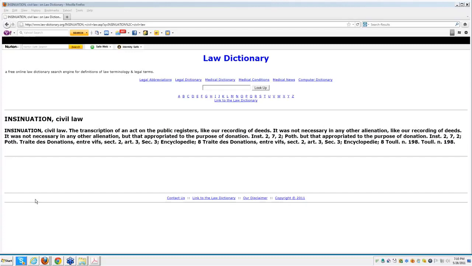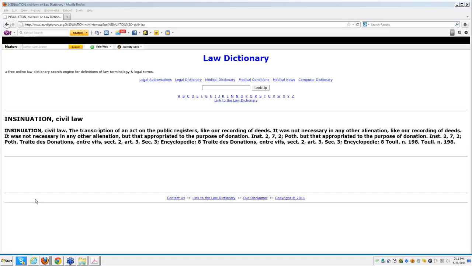All right. What does this say? Insinuation civil law. The transcription of an act on the public registers, like our recording of deeds, it was not necessary in any other alienation, but that appropriated to the purpose of donation. Instructions 272, I think that's what that says.